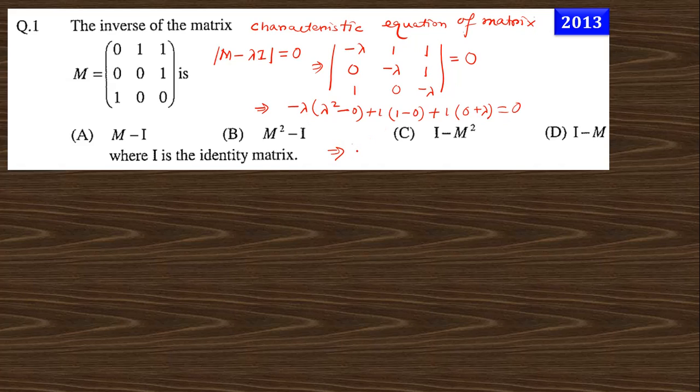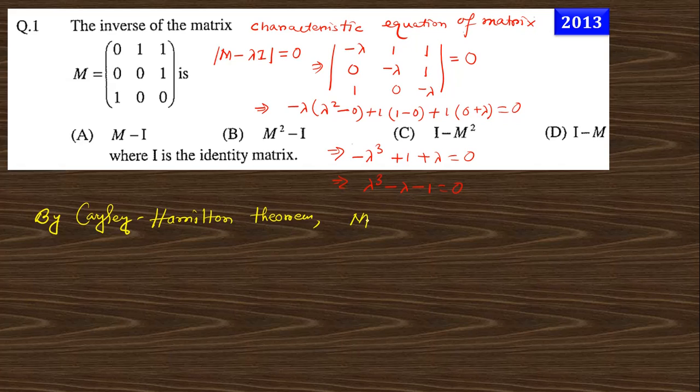So what we will get? Minus lambda cube plus 1 plus lambda equals 0. Otherwise, lambda cube minus lambda minus 1 equals 0. By the Cayley-Hamilton theorem, we can say that this matrix also satisfies this characteristic equation. That means M cube minus M minus I must be equal to 0.